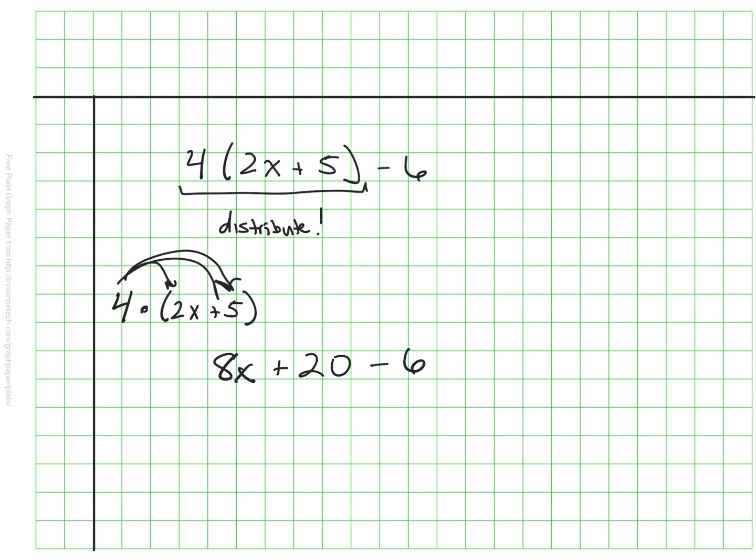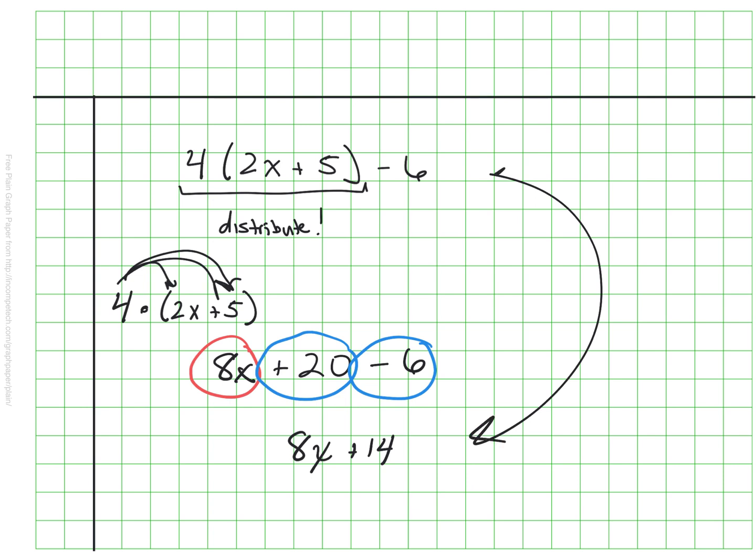So I'm going to go ahead and circle what I have in common. There's only one value with x, and there are 2 values that don't have any variables. So when I rewrite it, I know I have 8x, and then I have 20 minus 6, which leaves me with 14. So this is the equivalent expression to this one, and that one just took a little bit more effort to get to.